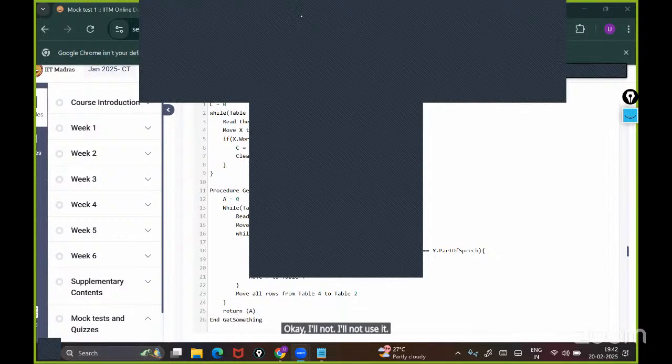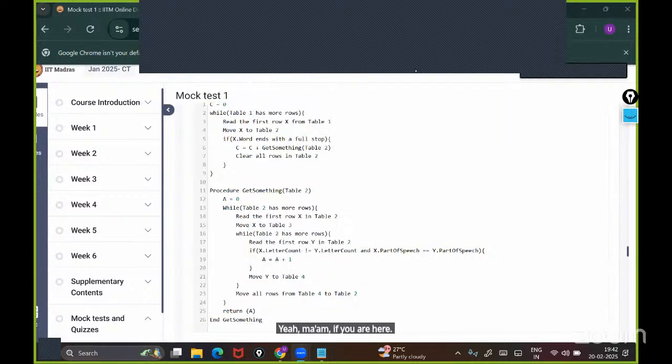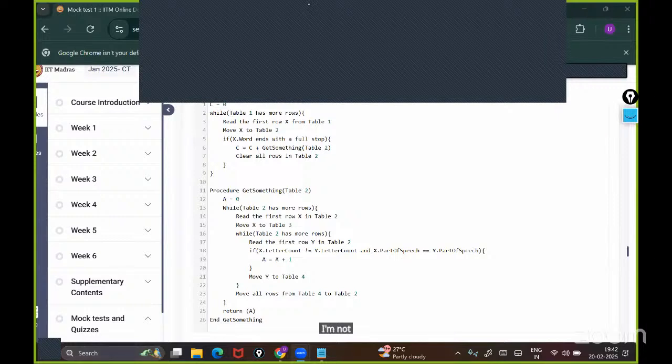Okay, we'll see. Mono, it's not confusing, ma. Yeah, ma'am, if you are here, why do we need to use ChatGPT? No, I'm not saying that. We are using ChatGPT. No, I'm not saying that. Ma'am will help you.